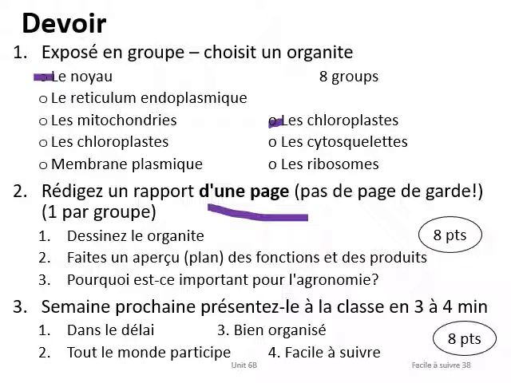Write your names on the sheet, draw the organelle, give me a 1-paragraph summary of the functions and products of the organelle. And finally, a couple sentences about why this is important for agronomy. Why do you have to learn this information? And next week, you are going to present this information in class.